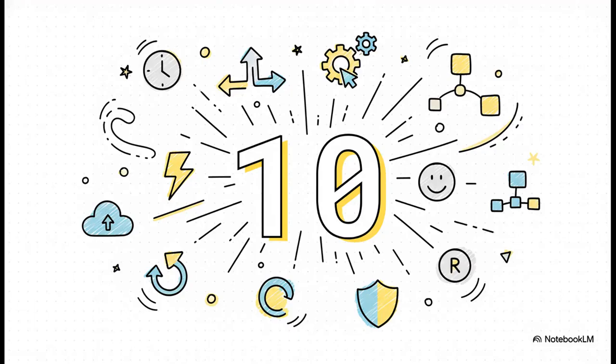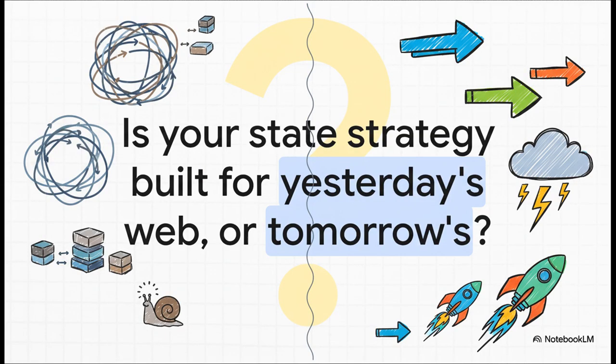We've just covered 10 core principles, and when you put them all together, they form a complete discipline for state management, one that puts performance and a great developer experience at the very center of everything. So I'll just leave you with this one question to think about. When you go back to your own projects, take a hard look and ask yourself, is my state strategy built for the old world of client-side everything, or is it built for the fast, server-centric, optimized web of tomorrow?